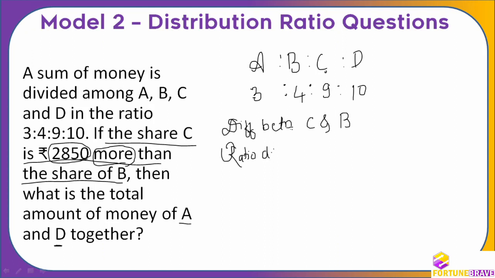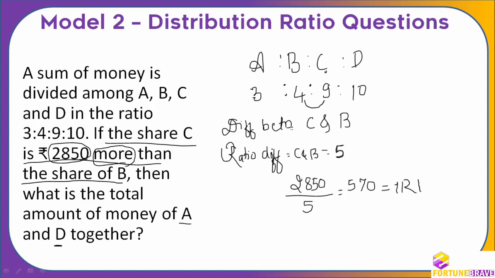What is the ratio difference of C and B? See here, how much is it? 5. Right? Okay. So the actual value is given: 2850 is the difference between C and B, and the ratio difference between them is 5. So what I'll do, 5 5s are 25, 5 7s are 35, and 570 is 1 RV, 1 ratio value.